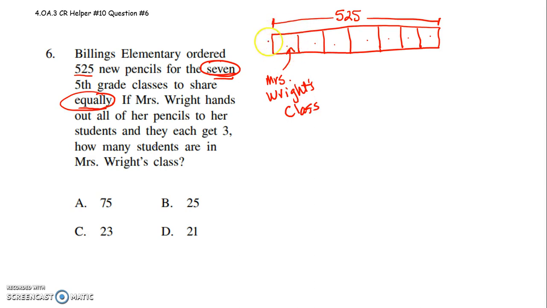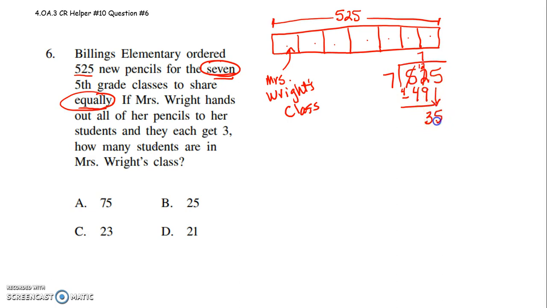And we're going to figure out how many pencils her class gets. So that just means I take 525 and divide it by 7 to figure out how many pencils each individual class will get. 7 goes into 52. 7 times 7 is 49. Subtract off. 52 minus 49 is 3. You could show that by borrowing from the 5, making that a 4, making this a 12. 12 minus 9 is 3.